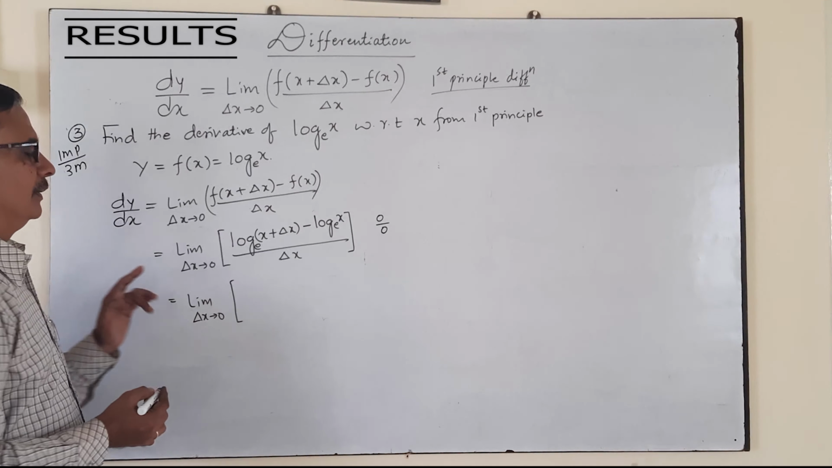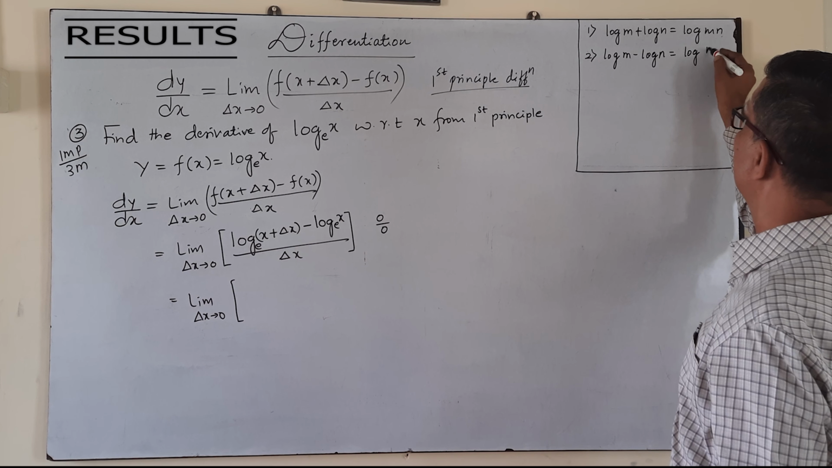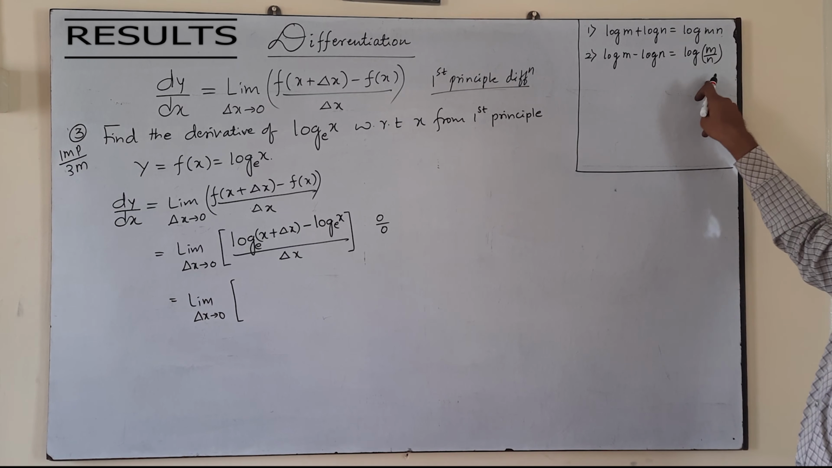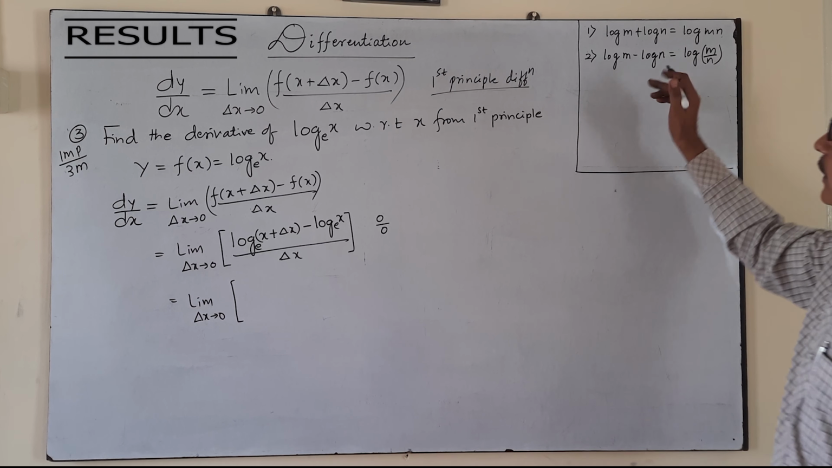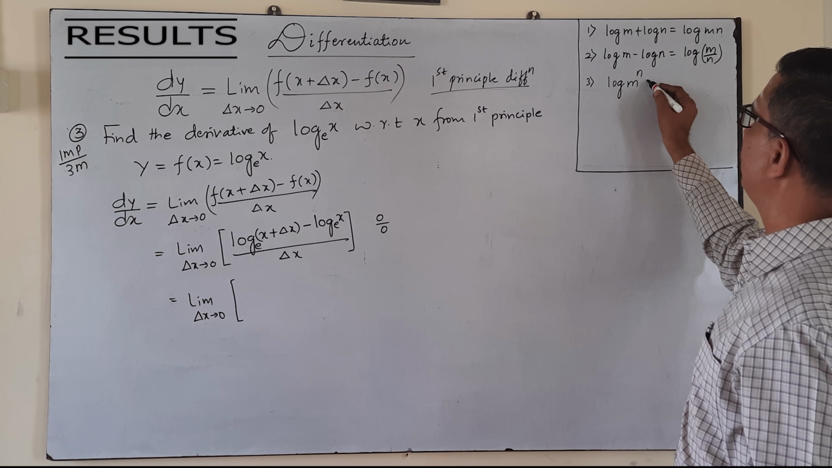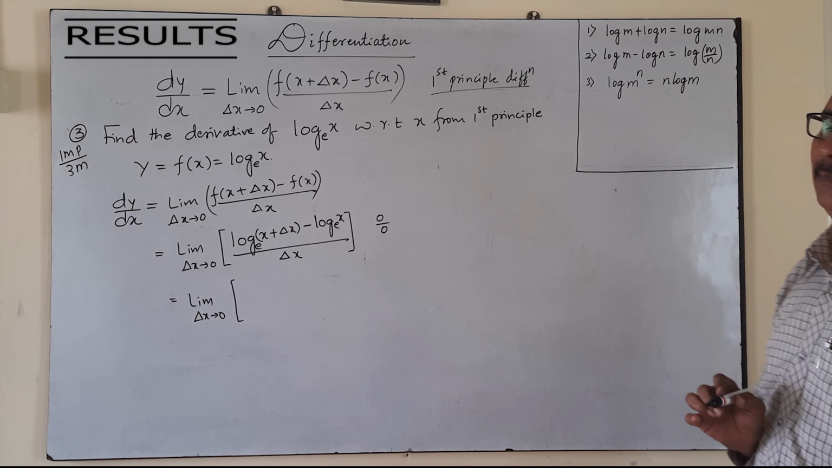or log c into d is equal to log c plus log d. Similarly, log m into n is equal to log m plus log n. Remember, this is first law of logarithm. Second law of logarithm, remember, log m minus log n is equal to log m divided by n. Remember, log m by n is equal to log m minus log n. Then third result says that log m to the power of n is equal to, remember that formula, n into log m. Okay.